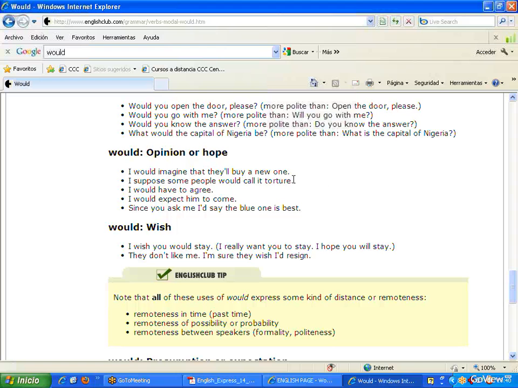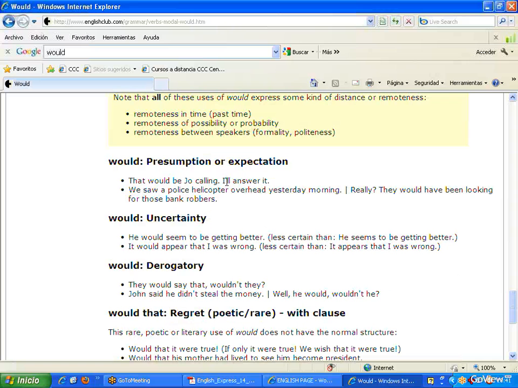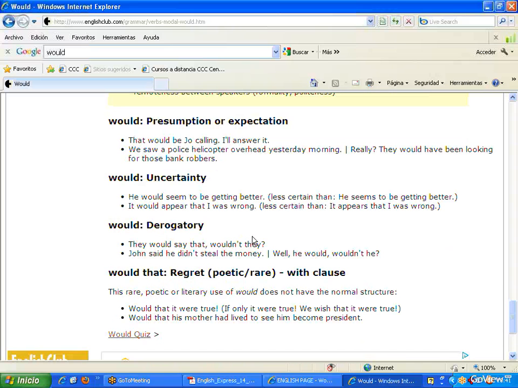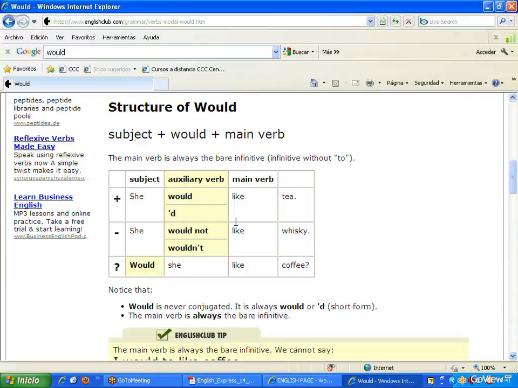Okay, and you can also use it, look at all these, presumption or expectation, uncertainty, derogatory, okay? So there's a lot to learn with the modal auxiliary verb would. Okay, so let's have a look at the exercises. Now, the first exercise is you're going to learn the structure, and then you're going to translate the following sentences to English, okay? Which is quite, I think it's quite difficult.